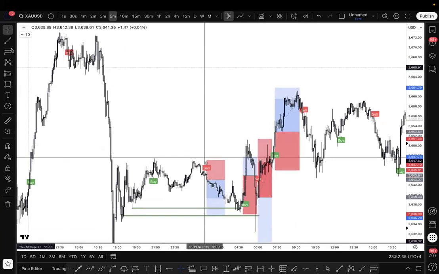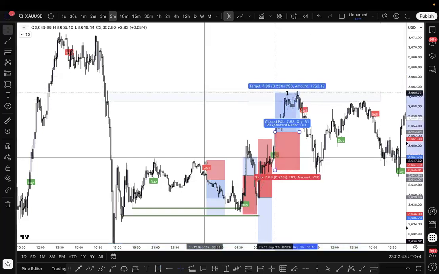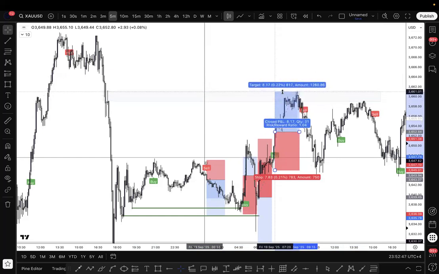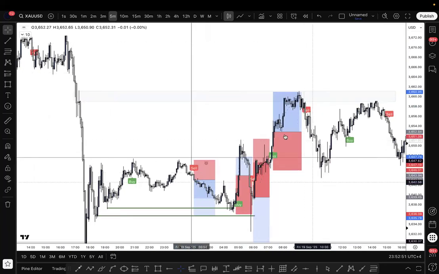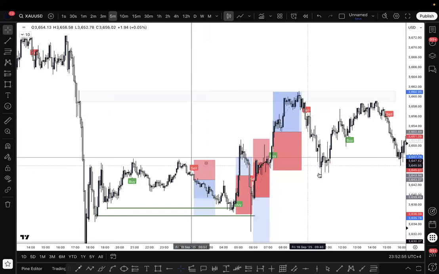So where will we target? We target that high, that zone here, right? We target that zone as our take profit. If you target that zone as your take profit, either the beginning or the end, anywhere you target, it's fine, right? So now you have another trade, a winning trade. This gave you 81 pips, right?